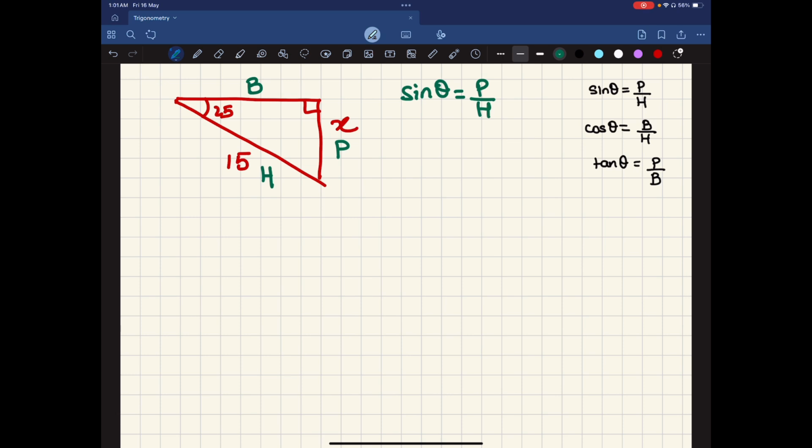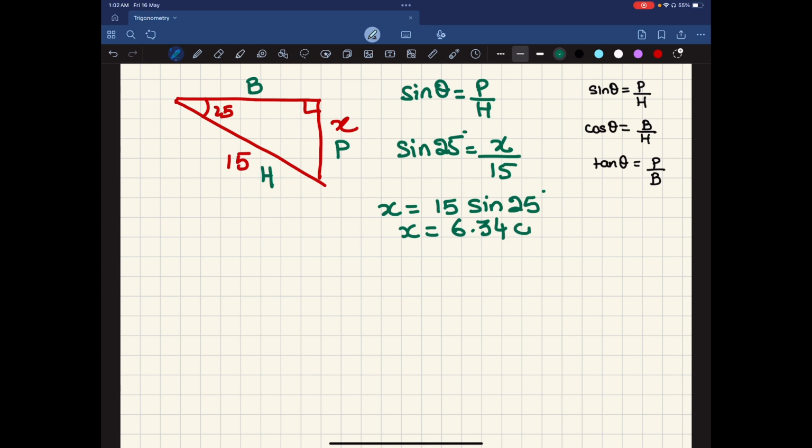Let's plug in values. The value of the angle is 25. Perpendicular is x. H is 15. So x becomes 15 into sine 25. Please insert this into your calculator and you should get x is equal to 6.34 centimeters.